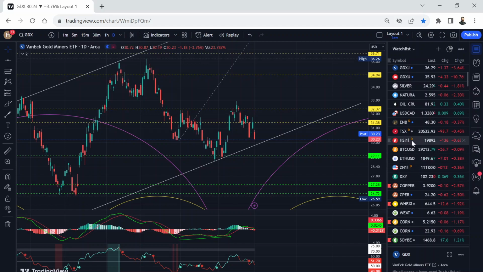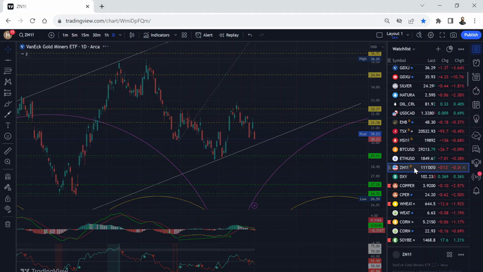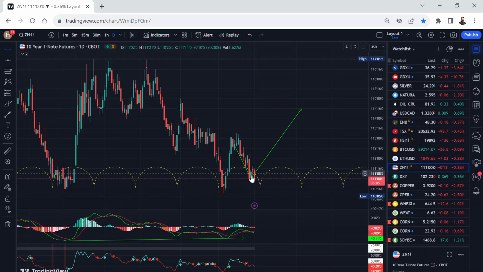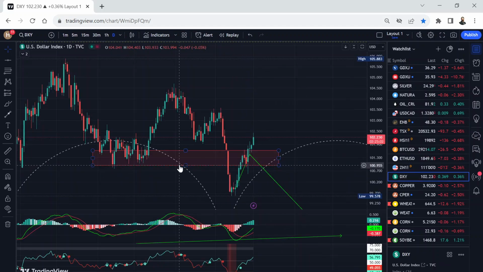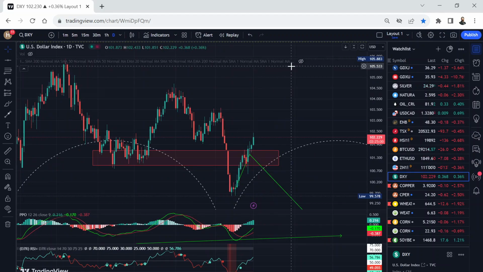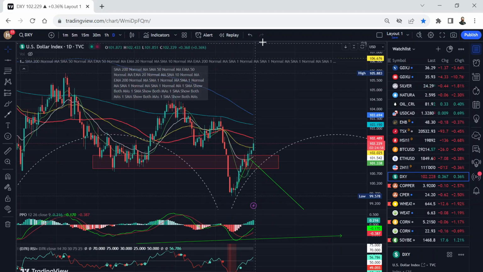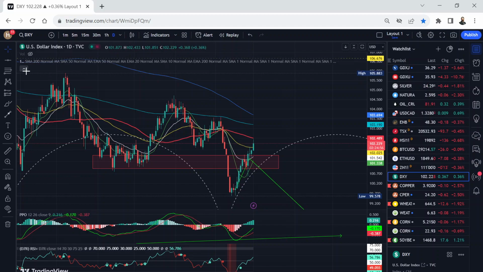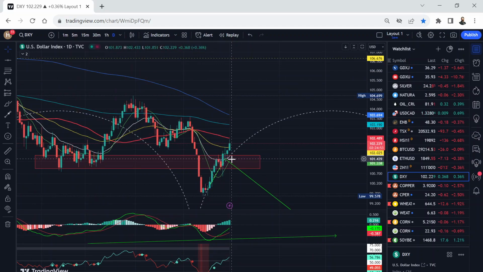And let's quickly look at what else is there. Bonds. Bonds are bottoming, making a higher low. So good time to get into bonds as well. Dollar pumping, it's above. If I bring in my moving averages here, I think dollar is looking very, very bullish, and it's above this 20 EMA, and now it's back testing this 50 SMA.